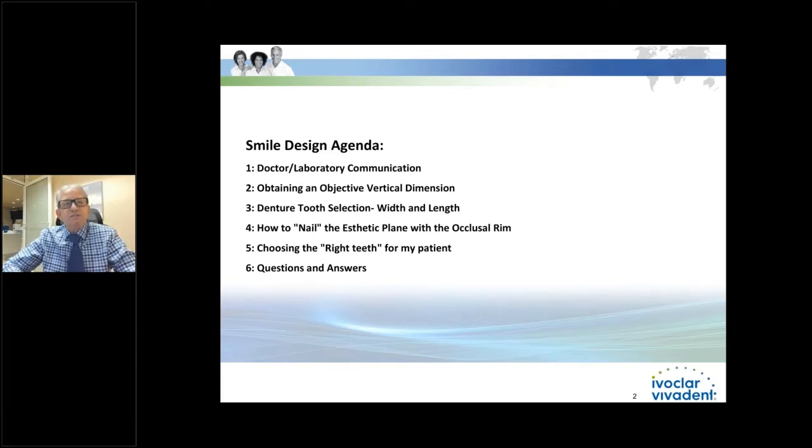Then we're going to try to do some denture tooth selection, do the right width and the length. And then I want to be able to help you nail the aesthetic plane and the occlusal rim. And then choosing the right teeth for your patient, and of course, questions and answers. If I start running late, I may drop a few things and move on forward just so that you guys can get finished with your night without having to listen to me all night.